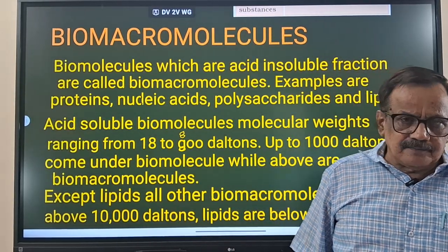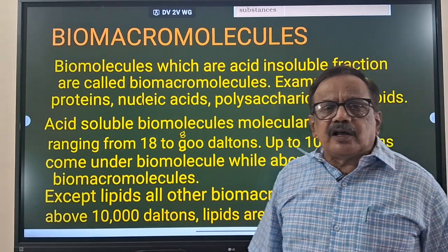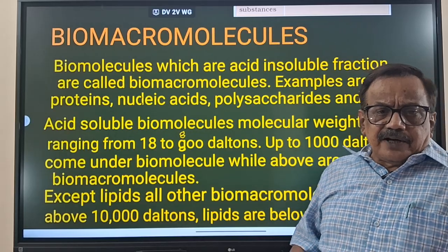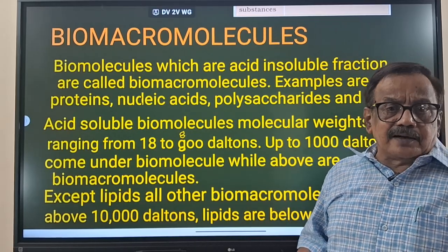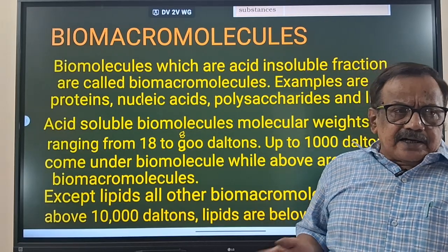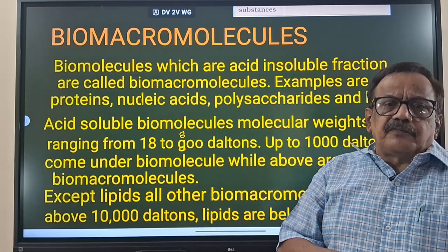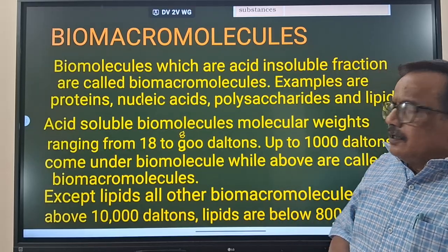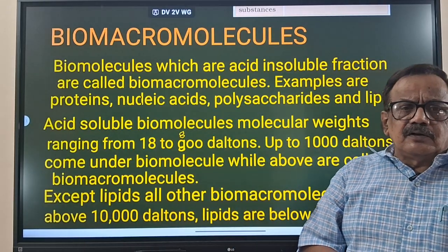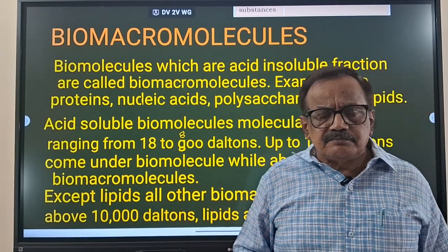What is a dalton? You might already have studied it in chemistry, right? That is the molecular weight. Nowadays we calculate in the form of daltons. Previously we used to calculate based on the weight of one hydrogen atom. But now 1/12 of the carbon atom weight is called 1 dalton. Generally, daltons are used for very huge macromolecules like this.